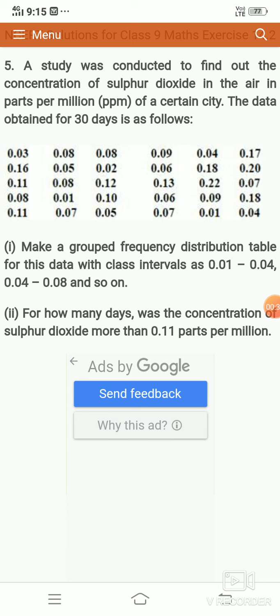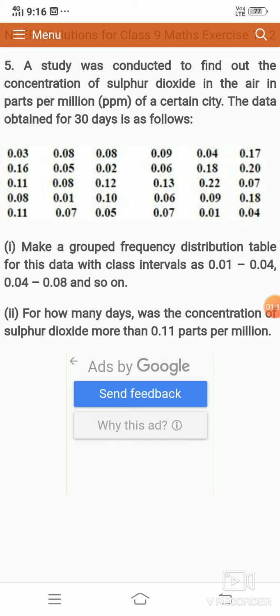It's given row-wise and column-wise. Now we need to form a grouped frequency table for this data. The class intervals are 0.01 to 0.04, next 0.04 to 0.08, and so on. So the class size is also given: 0.01 to 0.04, 0.04 to 0.08, a gap of 4. Like that it's given.